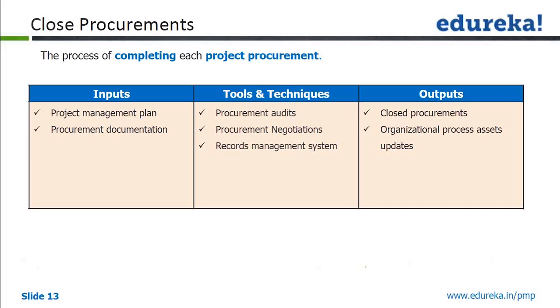So all the project procurements will be closed, and that's the reason it is saying close procurements and not just procurement. The S is there. So every project procurement will be closed as a part of the close procurements process. In this, it's simple and straightforward, wherein we have the project management plan and procurement documentation. We do the procurement audit, whether 100% of deliverables are verified and approved, and there will be some procurement negotiations based on new change requests that arrive.